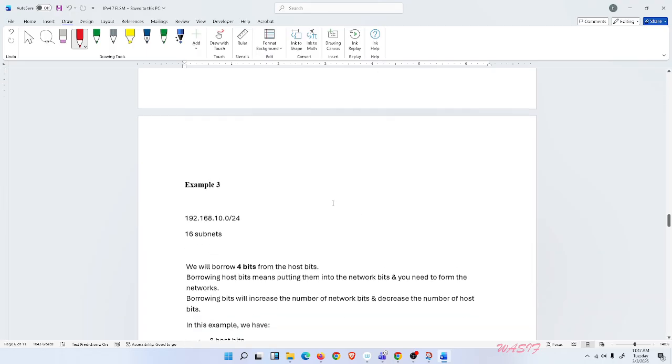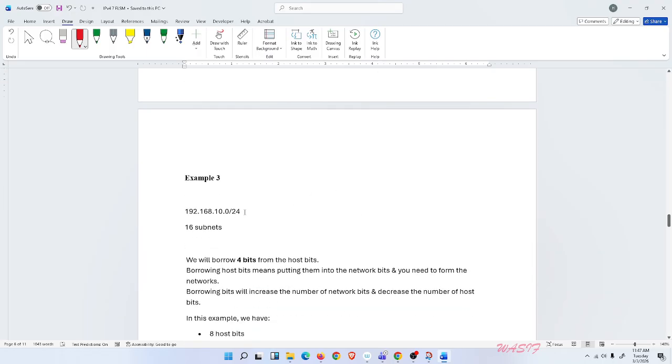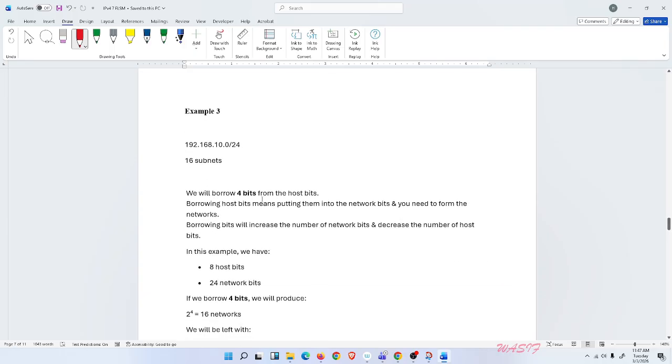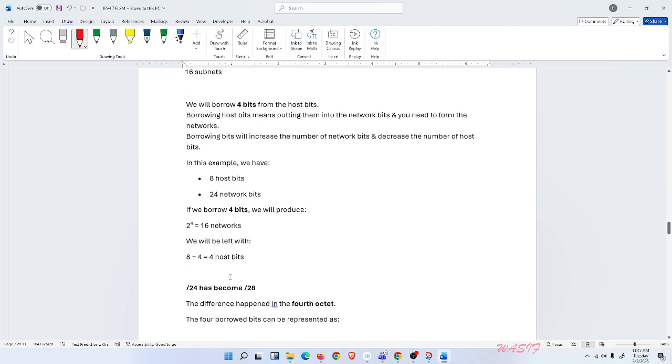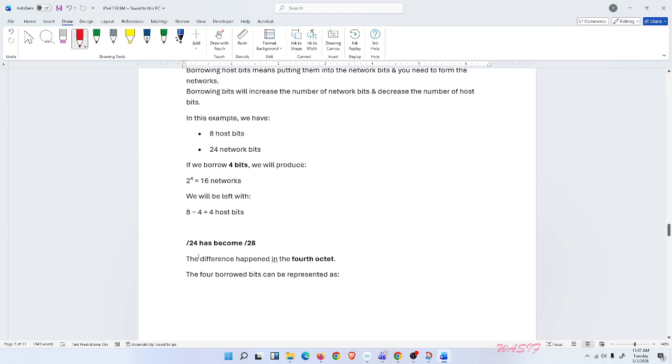Now, example 3. We have this, and you need to produce 16 subnets, so we need to borrow 4 bits. There are 8 host bits and 24 network bits. If we borrow 4 bits, it will produce 2 to the power 4, which is 16 networks, so you'll be left with 4 host bits. The CIDR /24 will become /28 because you have given 4 bits from the host portion to the network portion.